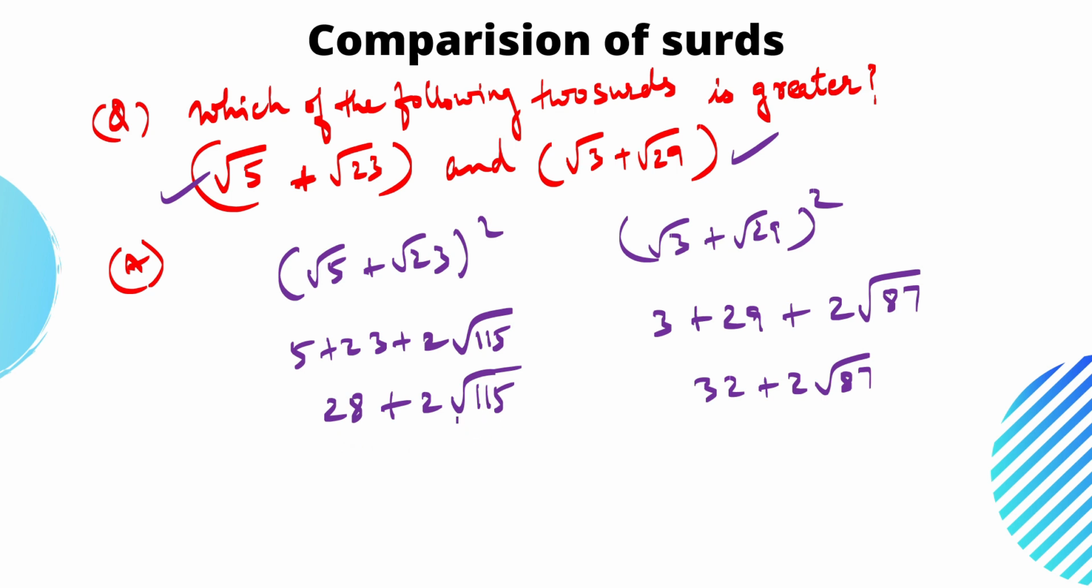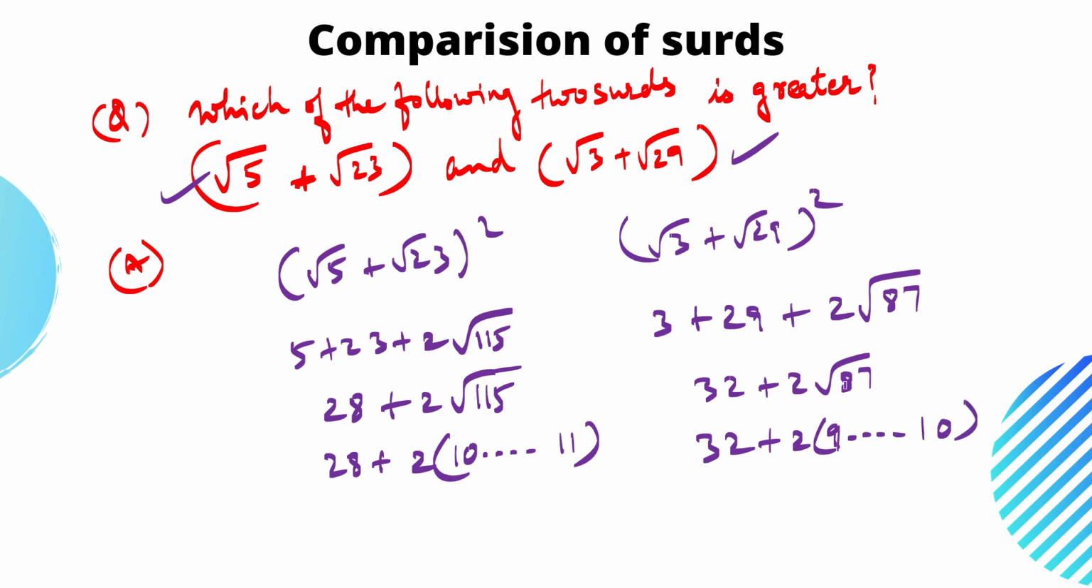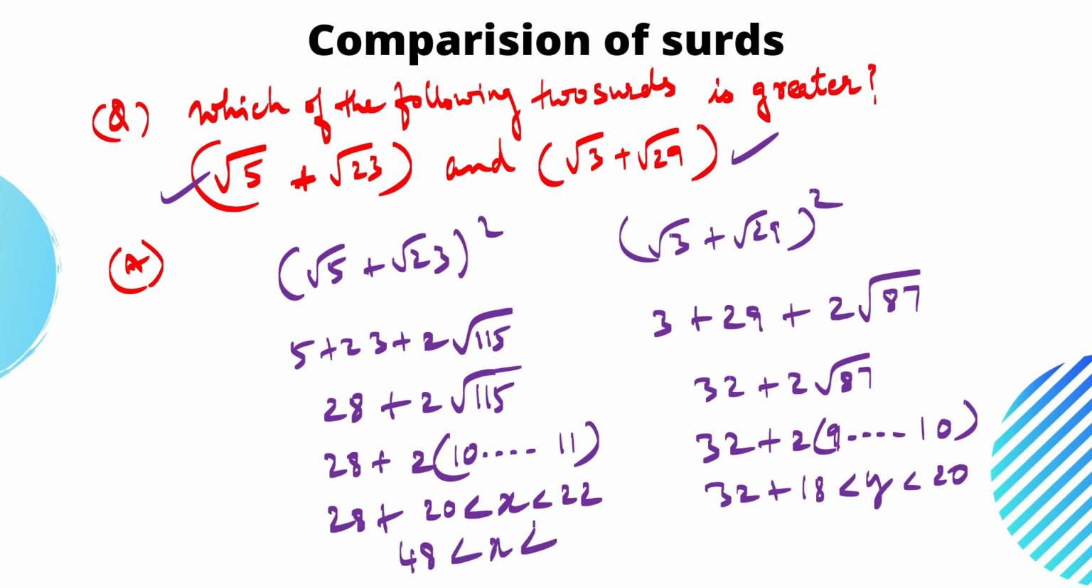Now what is 115? 115 lies between 10 square and 11 square, right? So 28 plus 2 into root 115 lies between 10 square and 11 square, and on the other side, 32 plus 2 root 87 is in between 9 square and 10 square. So 2 into 10 is 20, and 2 into 11 is 22. x lies between 20 and 22. On the other hand, y lies between 2 into 9, 18, and 20. Just sum this up. 28 plus 20 is 48, and 28 plus 22 is 50. This is 50 and 52.